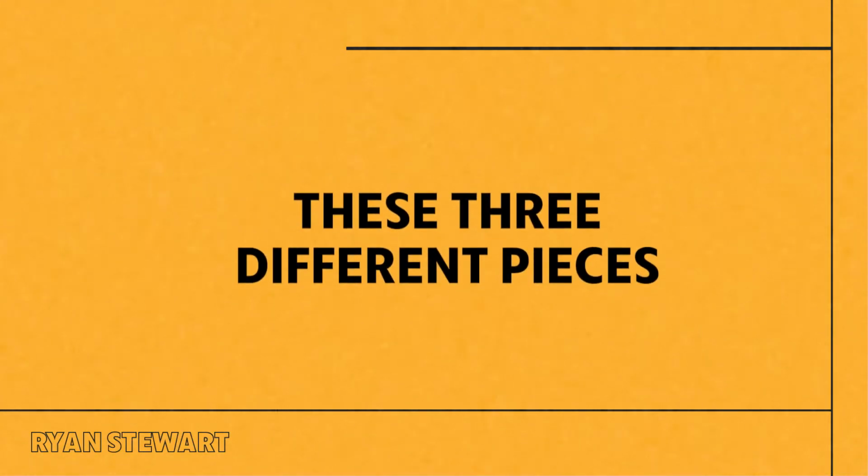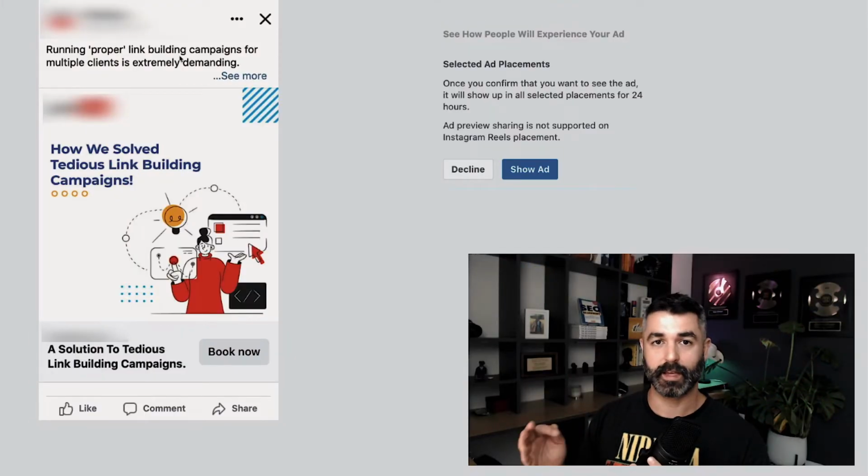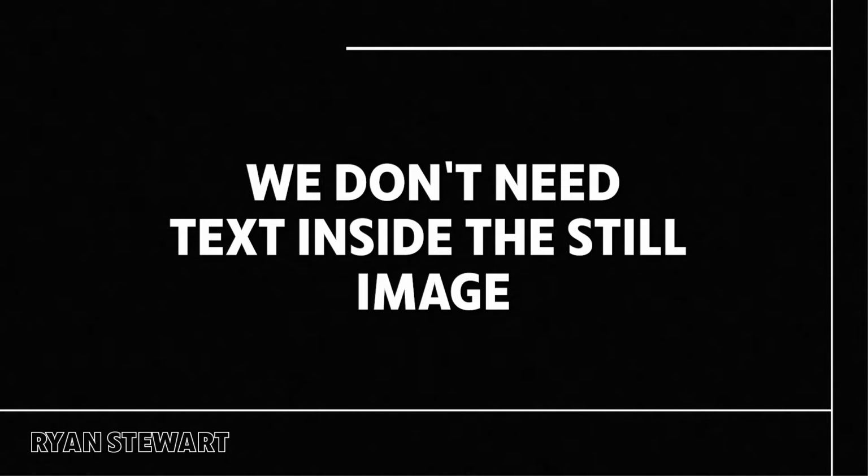So what we want to make sure that we're doing is we're telling the story with these 3 different pieces and we're not repeating ourselves. Because if we're repeating ourselves, again, we're wasting incredibly valuable attention to get people to take action and click see more or get them to take action on the actual ad. So the first thing is we don't need text here, right? The more that we can convey with imagery, the better.